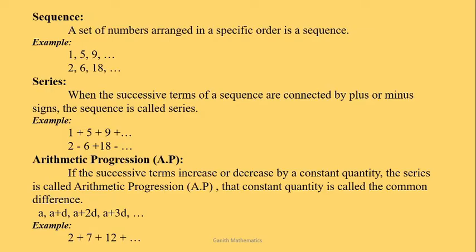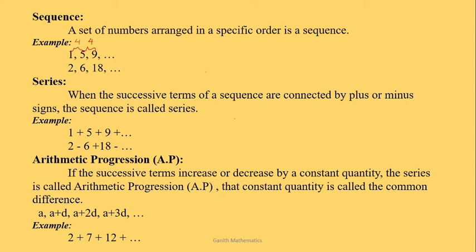The first one is: a set of numbers arranged in a specific order is a sequence. For example, we have 1, 5, 9 here. In this example, the first number is 1, the second number is 5, and the third one is 9. They have a common difference. The difference between 1 and 5 is 4, right? Similarly, the difference between 5 and 9 is 4. So they have a common order. That means they are in a specific order.